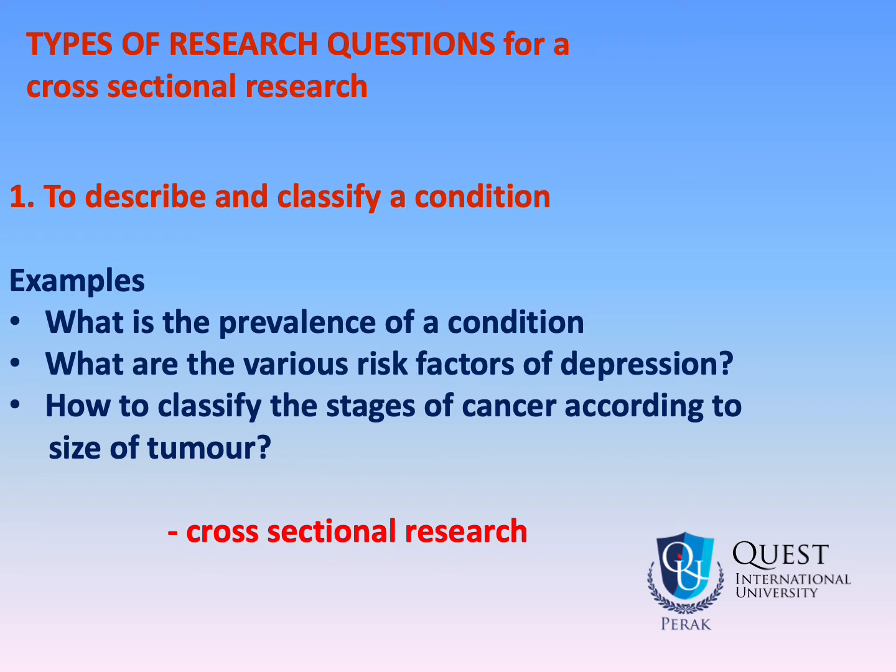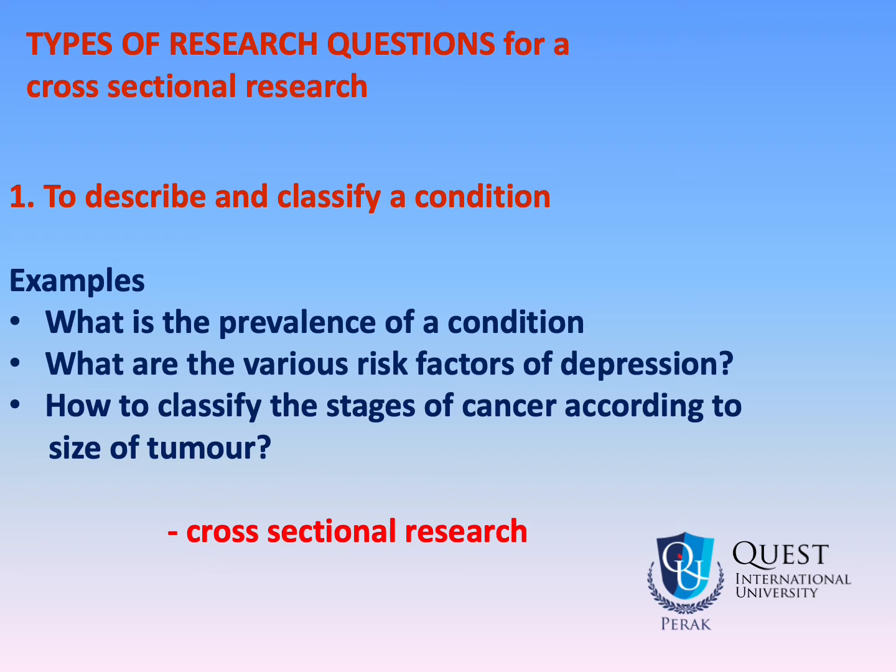In cross-sectional research, the researcher is studying the prevalence of a condition, to describe and classify a condition. So examples of research questions: what is the prevalence of a condition? What is the prevalence of heart disease? What is the prevalence of depression? What is the prevalence of dementia among elderly population? Prevalence, all of us know, includes both new cases and old cases. Total occurrence of disease, not only new cases but old cases also.